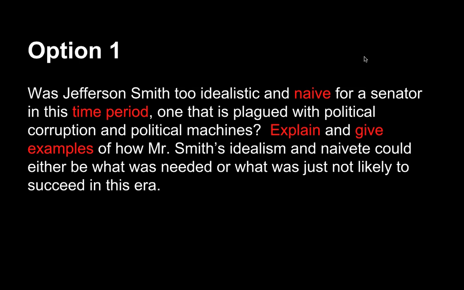So what I wanted to do is highlight the most important parts of that particular prompt. I highlighted naive. The reason I did that is because some students end up defining a word based on their previous background, but it may not be what is actually correct. So when you have a word in a prompt that you are really not familiar with, your best bet is to go to dictionary.com and find out what the true meaning of that word is.